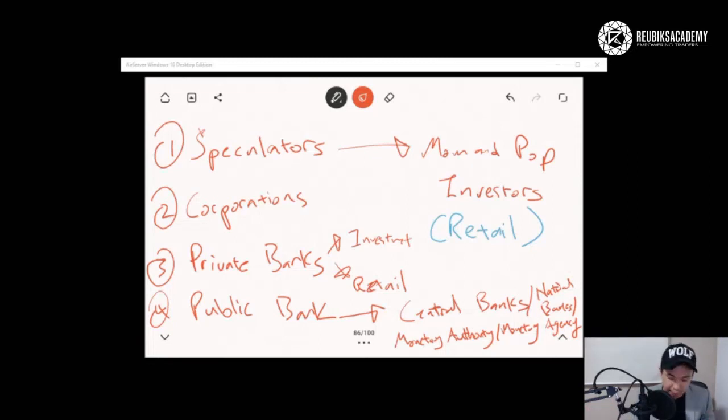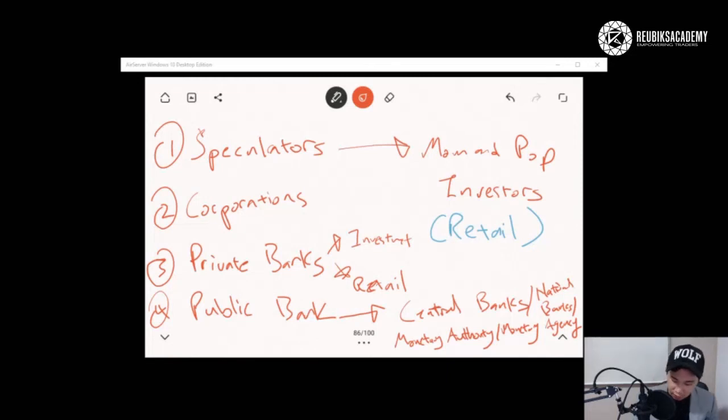Now the public banks are the biggest participant because they have the power to control monetary policy. Certain national banks can also control fiscal policy. We'll learn more about what these two types of policies are as we go on in the beginners series, but just know that out of these four participants, the public bank is the strongest, the biggest, followed by the private banks, followed by the corporations, and then the speculators.